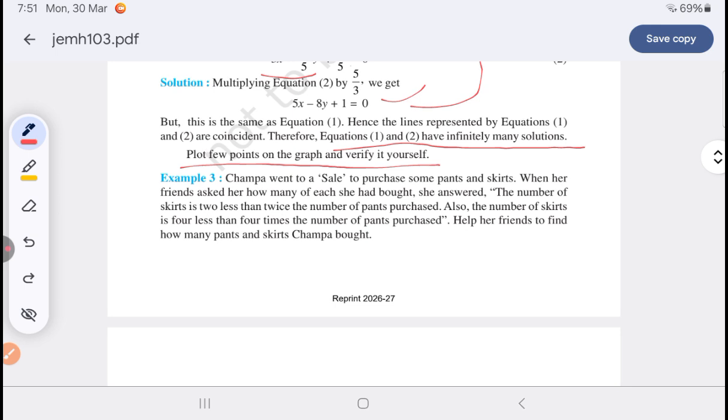Third example. Champa went to a sale to purchase some pants and skirts. When her friends asked her how many of each she had bought, she answered like this. The number of skirts is 2 less than twice the number of pants purchased. Also, the number of skirts is 4 less than 4 times the number of pants purchased. So you have to help her find how many pants and skirts she bought.